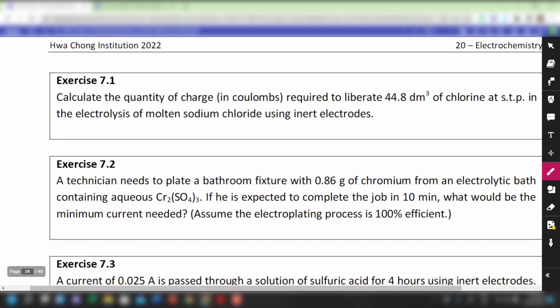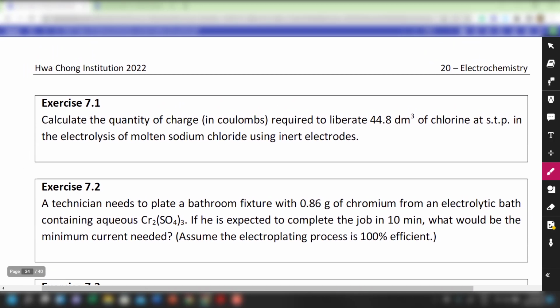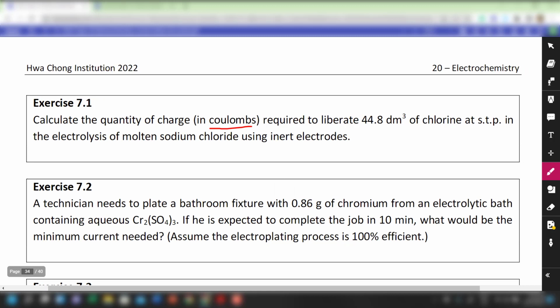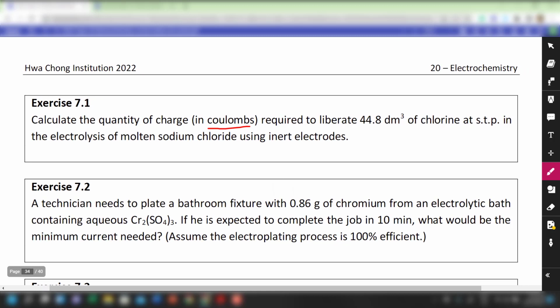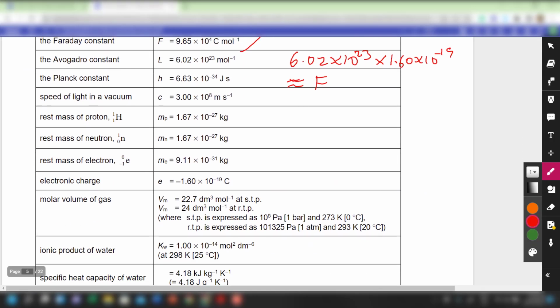For exercise 7.1, you are required to calculate the quantity of charge in coulombs. Of course it's in coulombs, because in most cases, at least for the H2 level, we are only using coulombs as the units. Calculate the quantity of charge required to liberate 44.8 dm³ of chlorine at standard temperature and pressure in the electrolysis of molten sodium chloride using inert electrodes. If you forget about your STP condition, you can just go back to the data booklets. You can shift down a little bit.